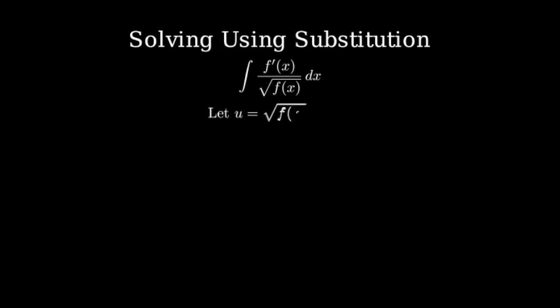Let's solve this integral using the substitution method. We start with the integral of f prime of x over the square root of f of x. Let's make a substitution to simplify this integral. We'll let u equal the square root of f of x.